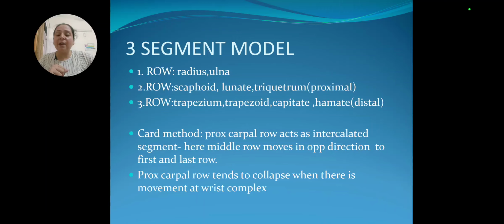Along with this, the ligaments, the scapholunate and lunotriquetral interosseous ligaments, play a very crucial role in preventing the collapse of the proximal carpal row.